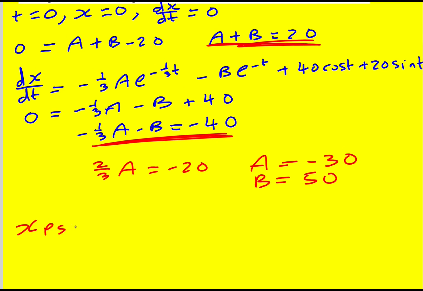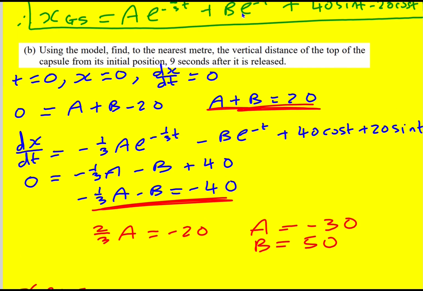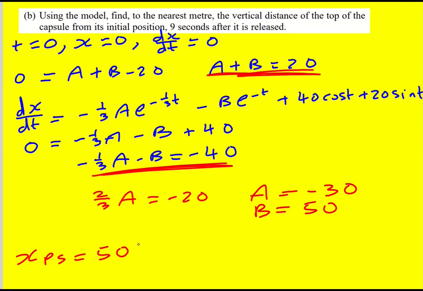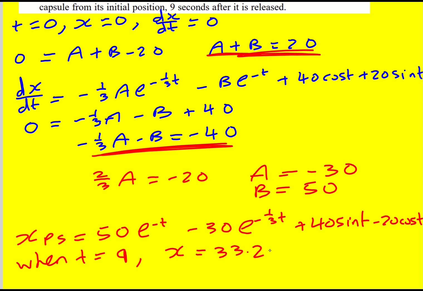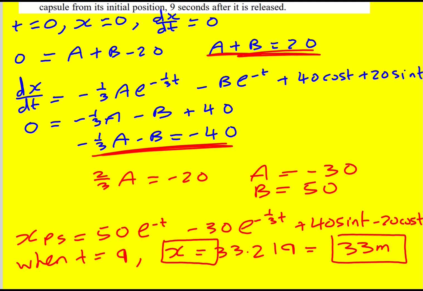So the particular solution, we put it in, we're going to get 50 e to the minus t minus 30 e to the minus a third t, then plus 40 sine t minus 20 cos t. So when t equals 9, just put this in your calculator. x then equals 33.219. Make sure you're working in radians. So to the nearest meter, 33 meters. Nice question, well done.